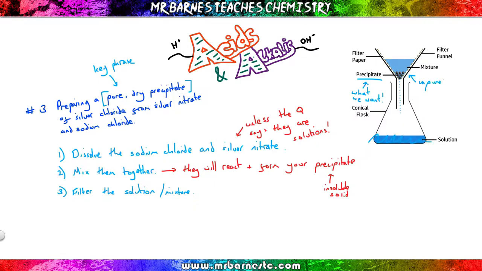Number 4, your precipitate is going to be impure. It's going to have some of the remaining solution left with it. If you leave it to dry, it will not be a pure dry precipitate. So what you have to do is wash it with distilled water. You give it a rinse, that will remove any impurities, they will go through into the solution below. And then finally, number 5, you need to leave it to dry.